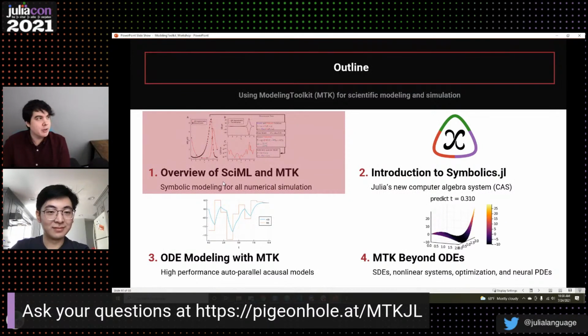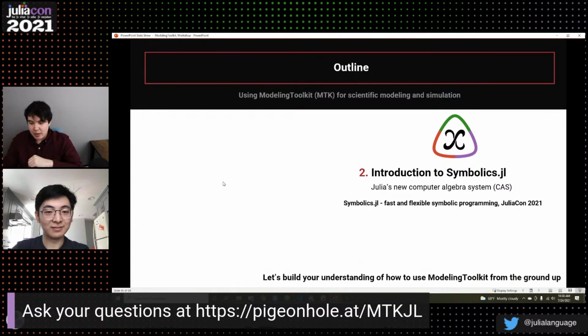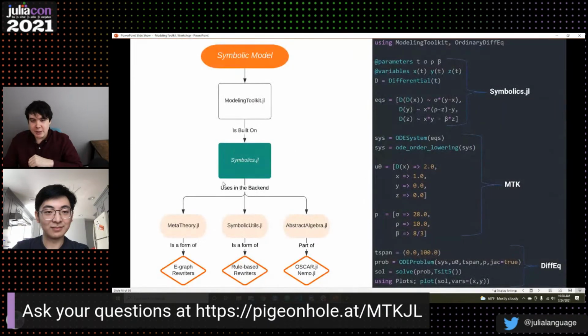And so now what I want to get into is the introduction to Symbolics.jl, right? Basically, let's start to walk through how you use this symbolic ecosystem and how you do symbolic modeling in Julia, so that way we build up from the ground up, right? How do you define equations? Let's define equations before we get to defining ordinary differential equations. So let's dig in a little bit.